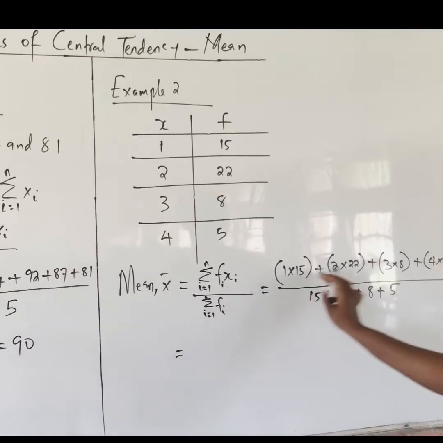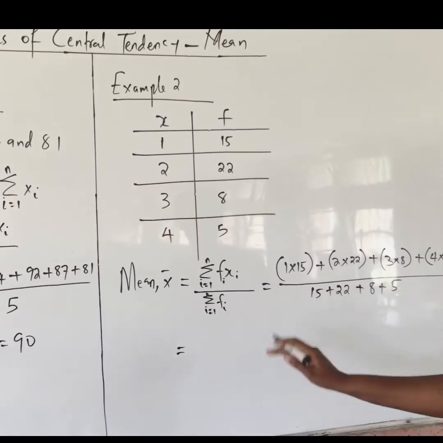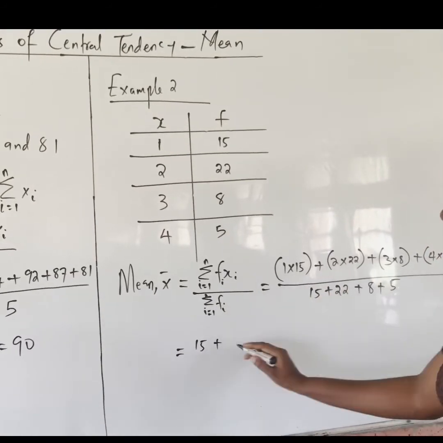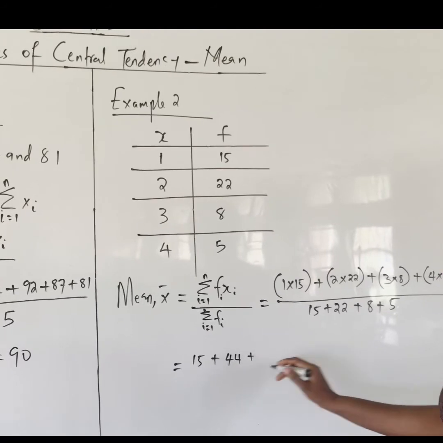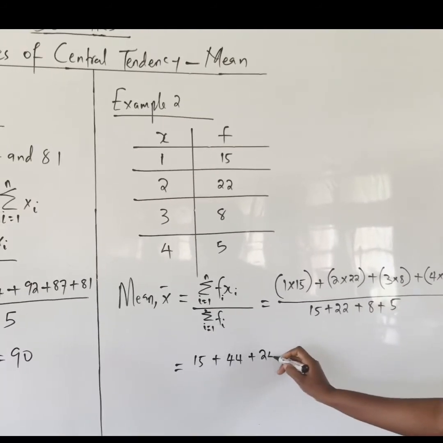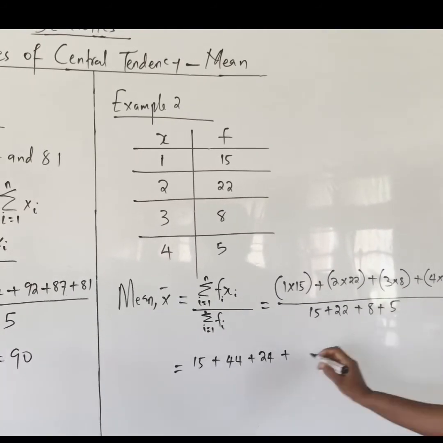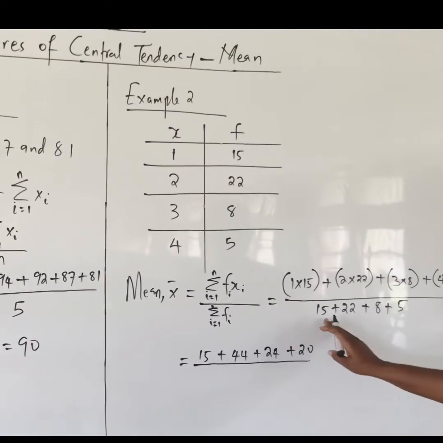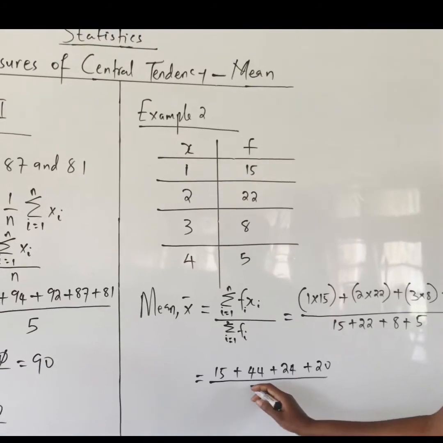So let me open the bracket by multiplying. What I have in the bracket here will give me 15. Here will give me 44. Here will give me 24. And here will give me 20. I can add my denominator now. And I have 50.